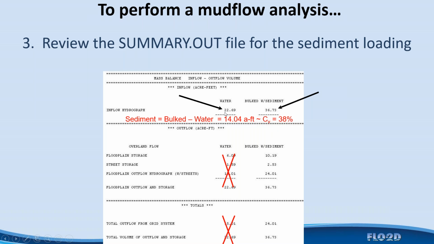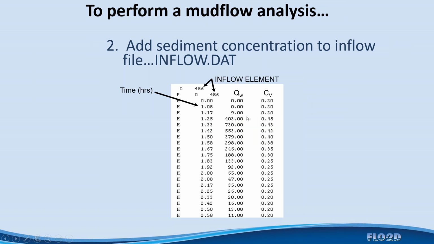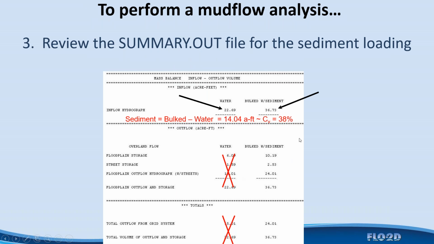So when you're done and you look at the summary.out file, you'll see the water and the bulk volume of your inflow hydrograph. That's this right here. This is the sediment volume. It will compute this for you and report it here. So what this means is that the sediment volume is the bulked volume minus the water volume. So it's 36 minus 22, it's 14 acre-feet of sediment. And this would result in an average concentration by volume on the order of 38%.